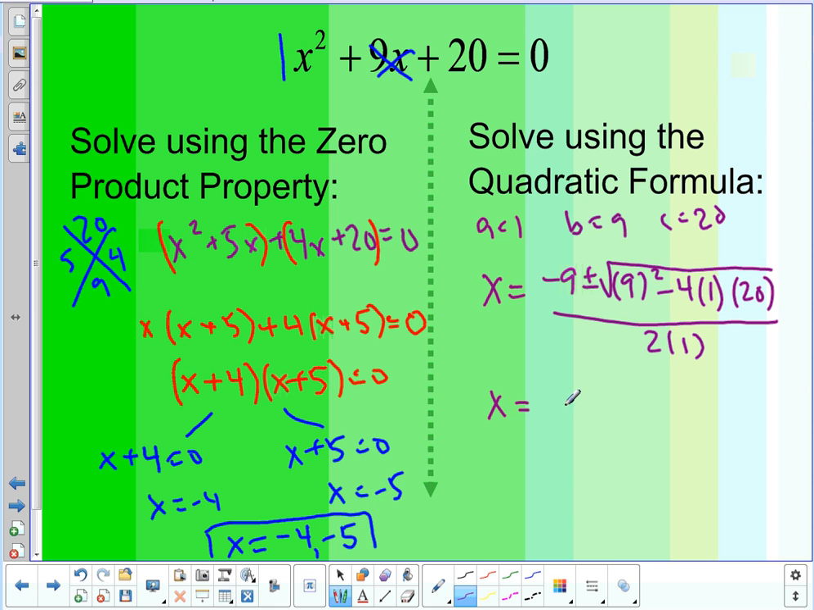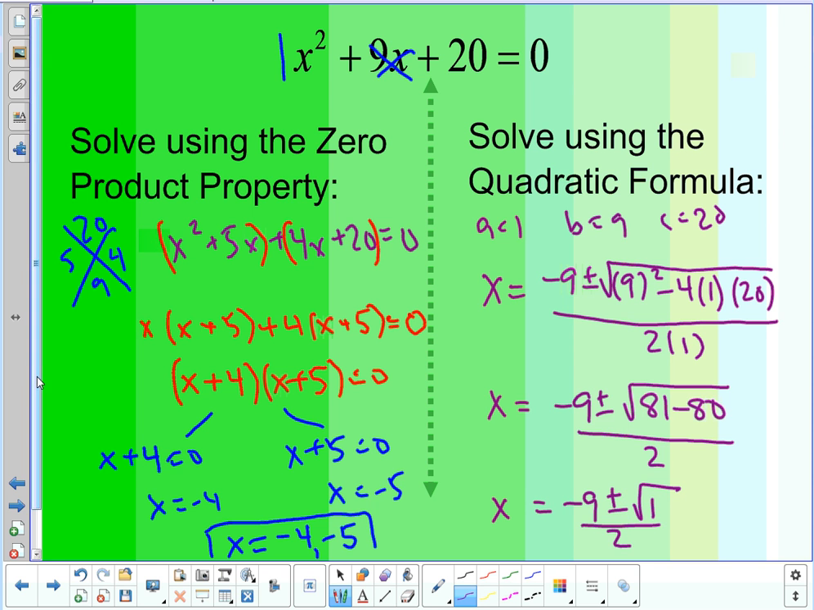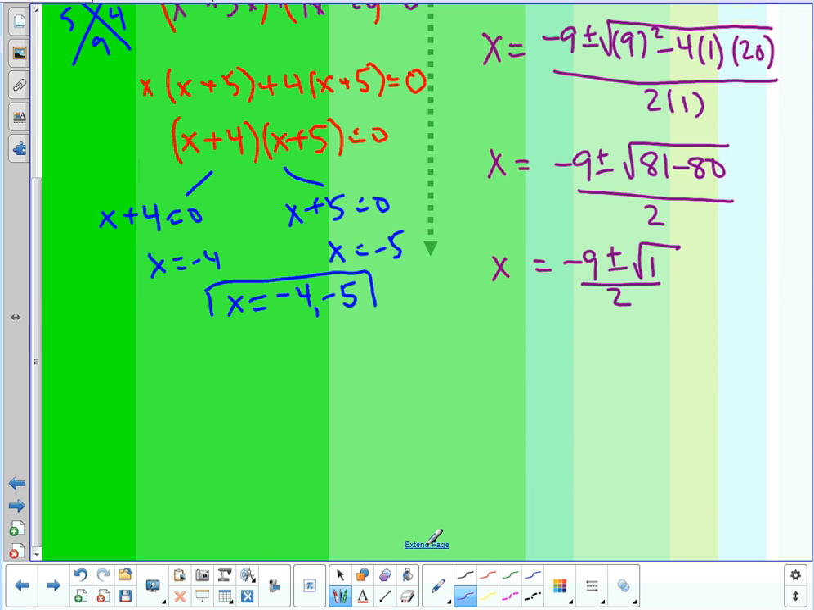Simplifying this, I need to take care of what's underneath the radical first. So 9 squared gives me 81. 4 times 1 times 20 is 80. And I can go ahead and multiply that bottom. 2 times 1 is just 2. I keep going here. Negative 9 plus or minus the square root of 1, all over 2. And then the square root of 1, if I type that into my calculator, or most of us should know, the square root of 1 is just 1.